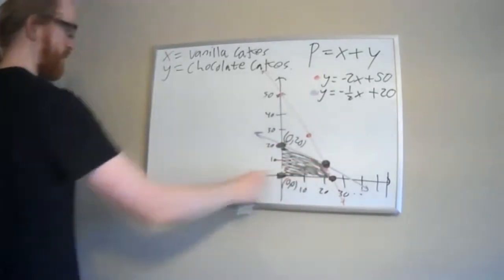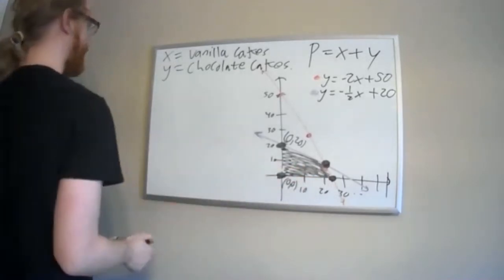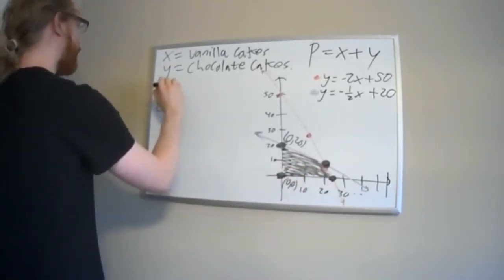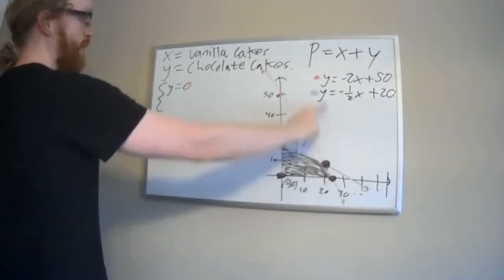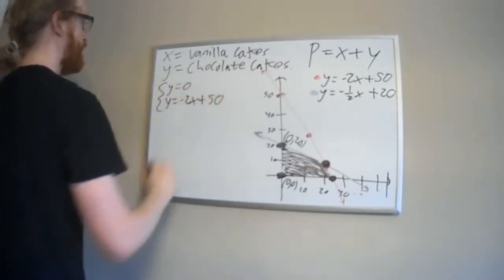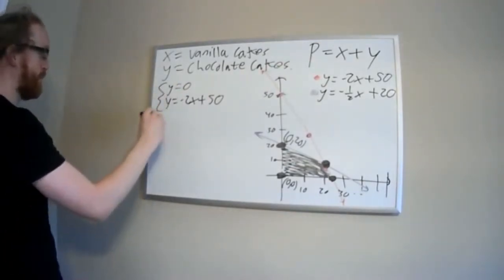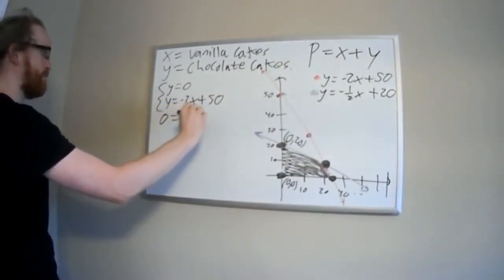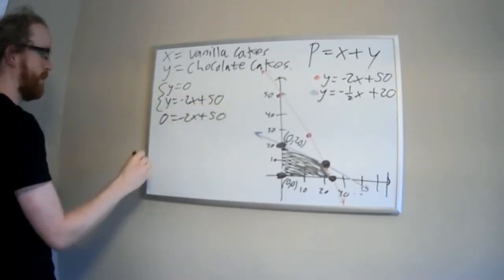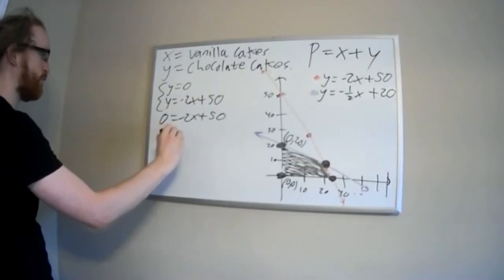But what about these two? So we'll take this one on the x-axis first. This guy is the intersection of the red line with the x-axis. So I'm taking y equals 0, and the equation for the red line, which is y equals negative 2x plus 50. So we're going to solve this for x. Plug in y equals 0. I get 0 equals negative 2x plus 50. Subtract 50 from both sides. Divide both sides by negative 2. I think we're getting x equals 25.